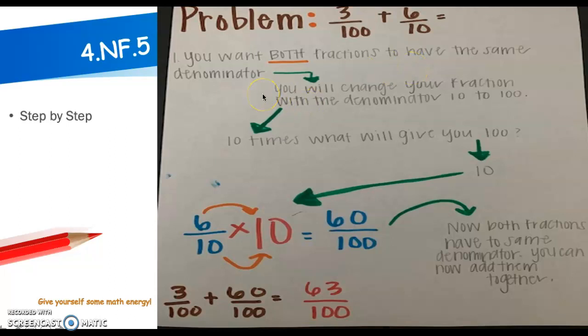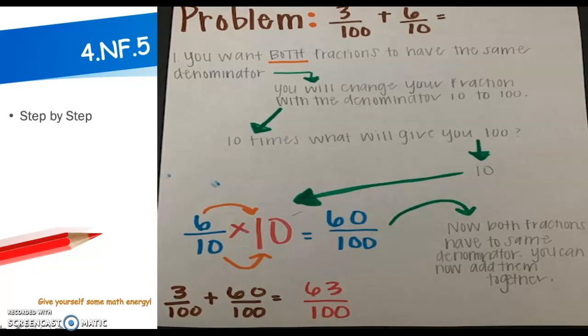So the first thing that we want to do is we want both fractions to have the same denominator. All right, so then we will have to change the fraction with the denominator of 10, which is this one, to make the denominator 100. So let's go ahead and focus on this one right here. 10 times what will give you 100? When we know our multiplication facts, we know that 10 times 10 will give us 100. All right, so we know that we're going to focus on this fraction right here, and we said that 10 times 10 will give us 100.